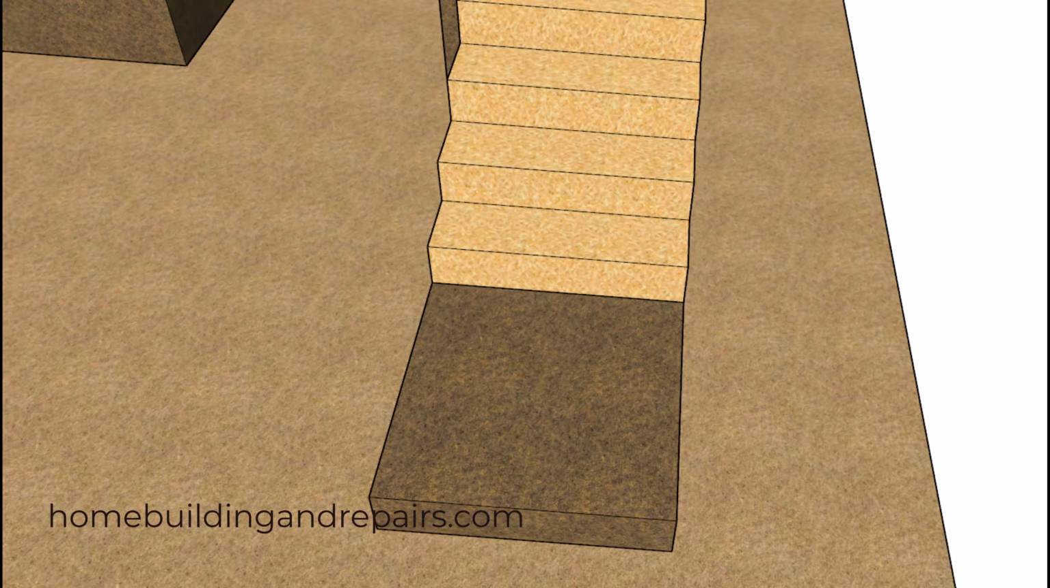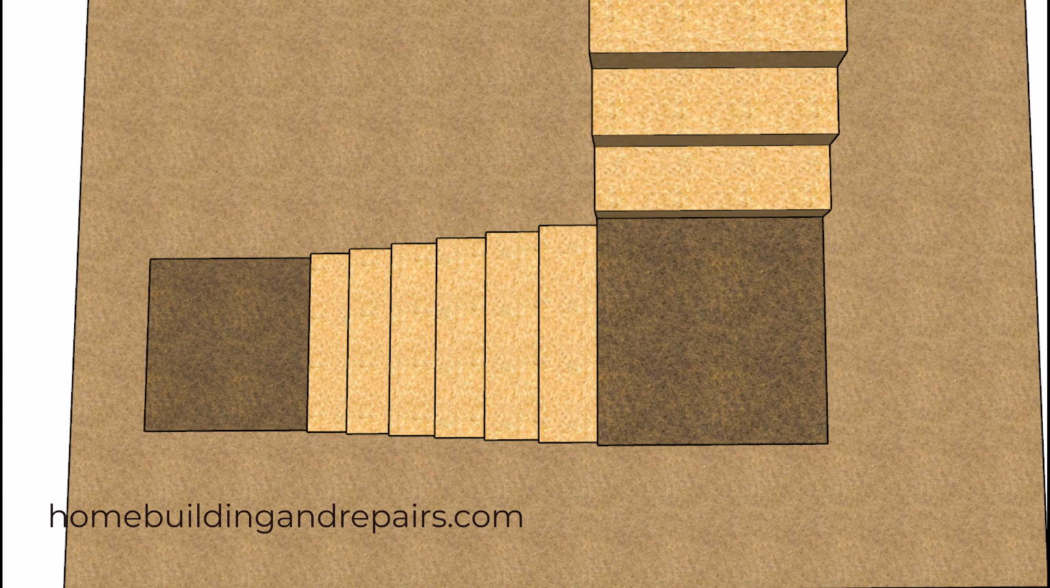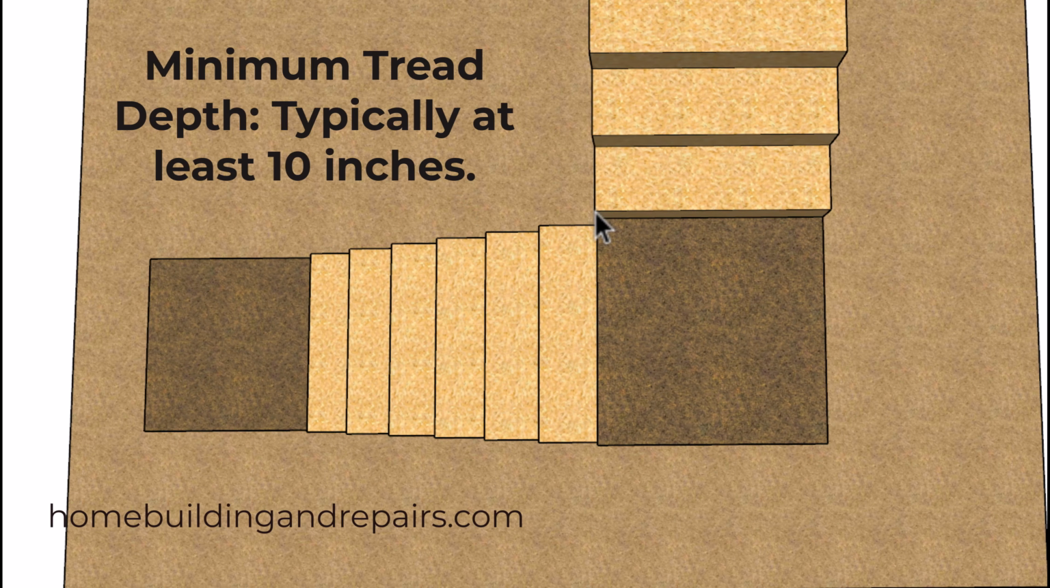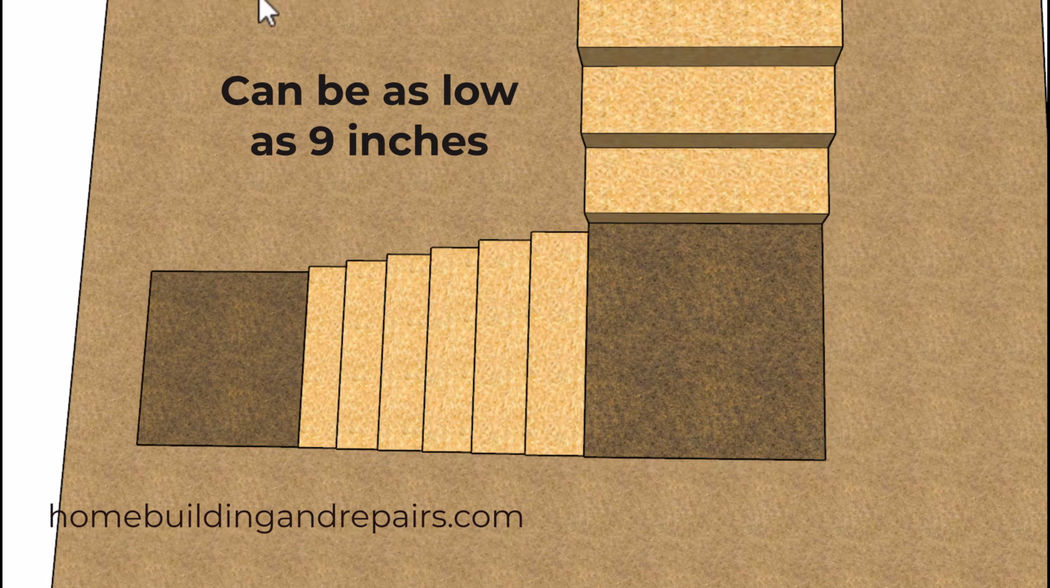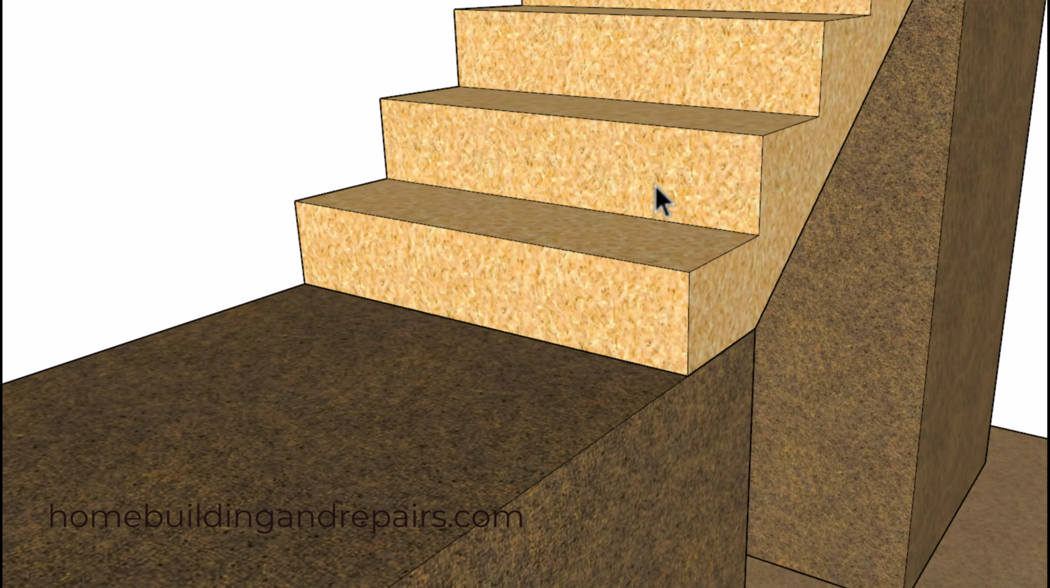Next up on the list, let's take a look at the tread depth, and that's going to be the horizontal distance between the lower nosing and the upper nosing, or the farthest protruding front edge of the lower step to the farthest protruding front edge of the upper step. And in some places, that number will be a little bit smaller or a little bit longer.